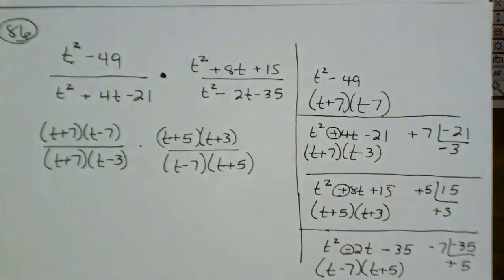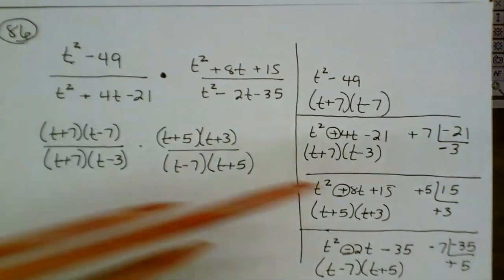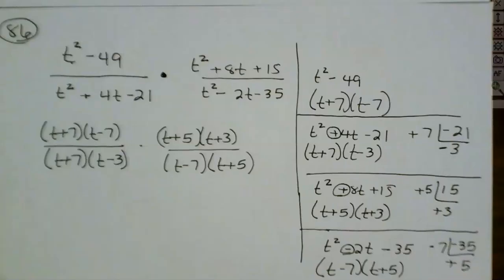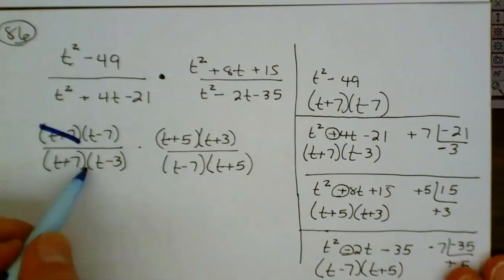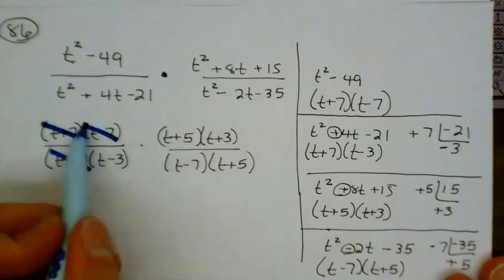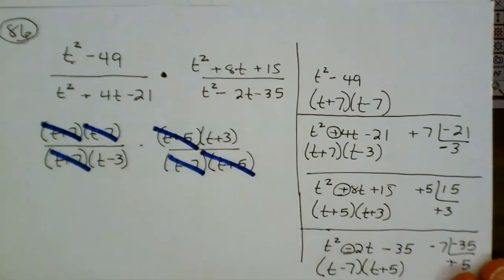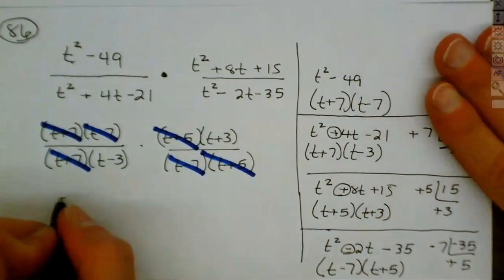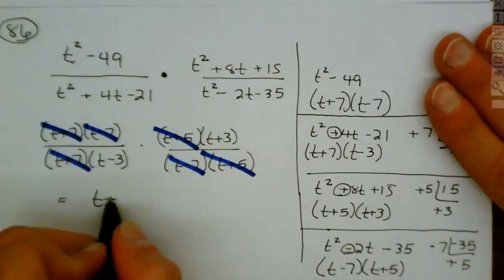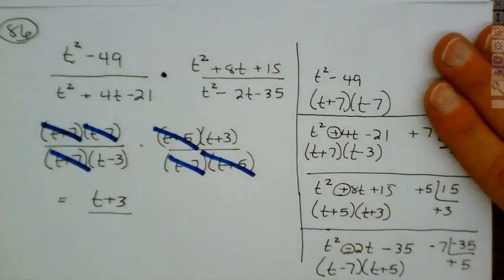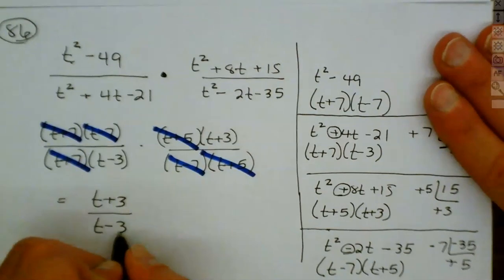Now, all of it's done. We can now work with it however we want. We can cancel on the diagonals. We can cancel up and down. So let's just try to cancel out as much as we can at the beginning. So t plus 7, gone. T minus 7, gone. T plus 5, gone. Okay, so after all of that work, what is left over is a t plus 3 and a t minus 3.